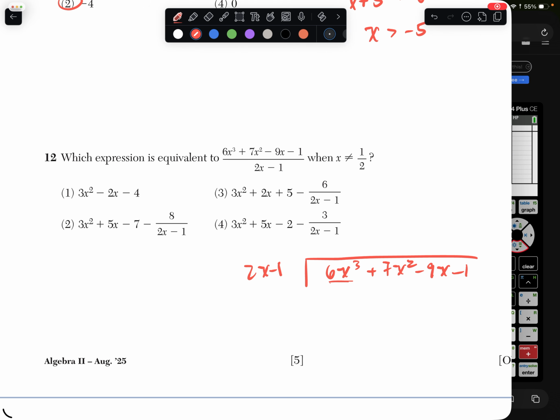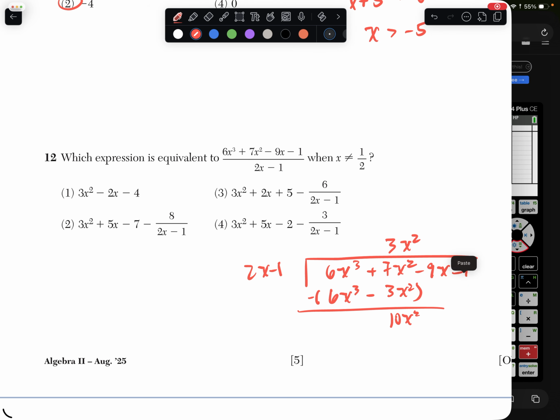All right, looking at this over here, what do I multiply 2x by to get 6x cubed? I will multiply by 3x squared. I will multiply 3x squared by 2x minus 1, and that would be 6x cubed minus 3x squared. And then now I'm going to subtract. 7x squared minus -3x squared, so that becomes 10x squared. And then bring this down.